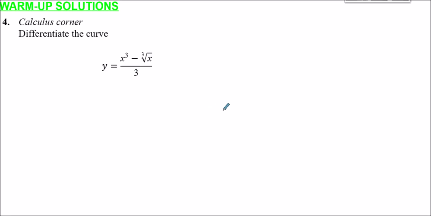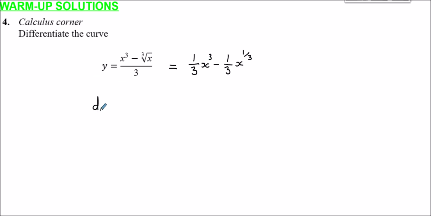Question 4, Calculus Corner. We've got a curve to differentiate, which is y equals x cubed minus the cube root of x all over 3. So what I'm going to suggest first of all is we rewrite this in power form and say it's the same as 1/3 x cubed minus 1/3 x to the power 1/3, because the cube root of x is the same as x to the power 1/3.